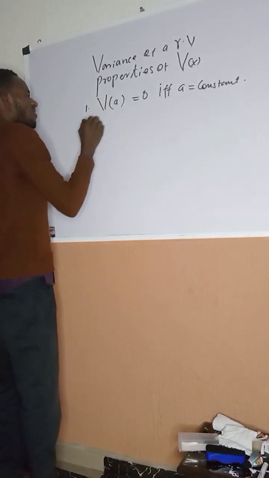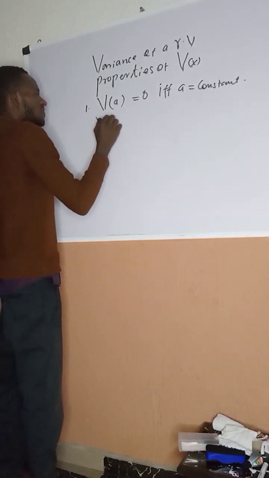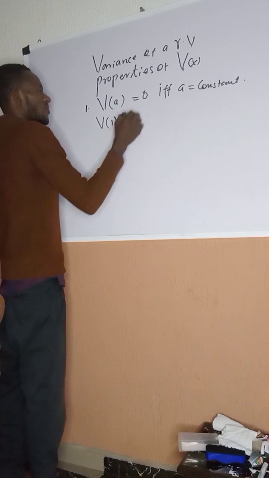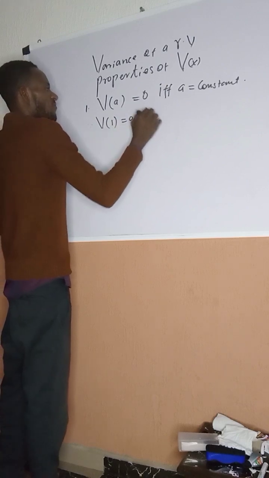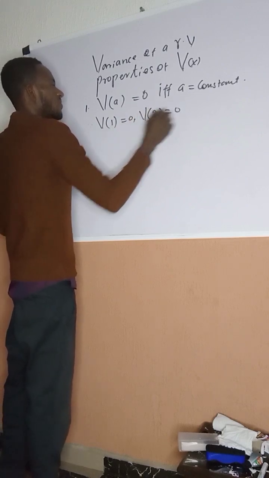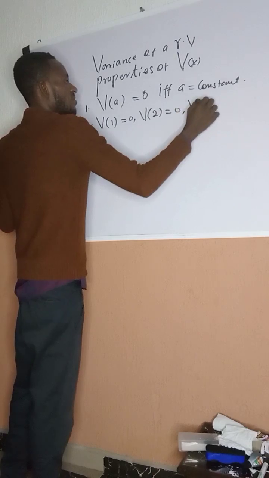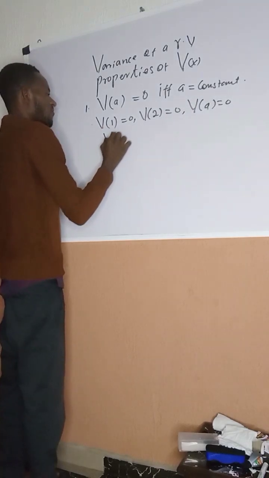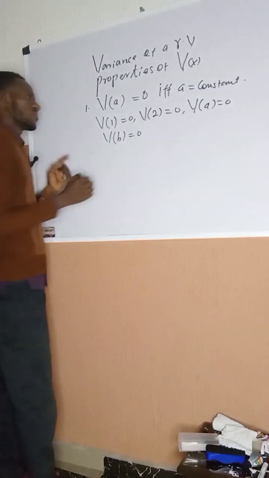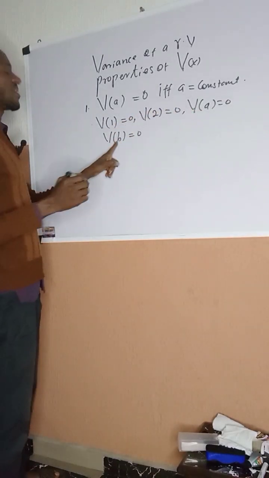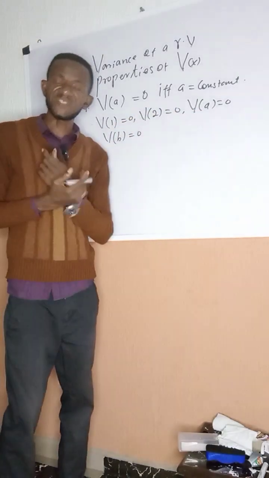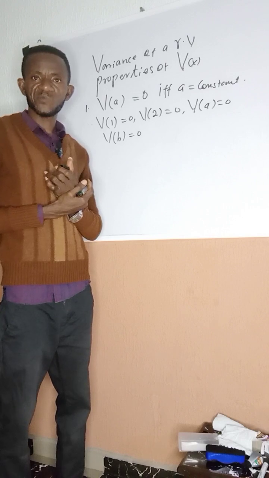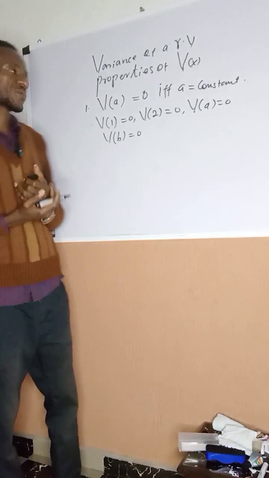Okay, so we have therefore V of 1 equals 0, V of 2 equals 0, V of A equals 0, V of B equals 0, when A and B are regarded to be constants. So we now move over to the next one.